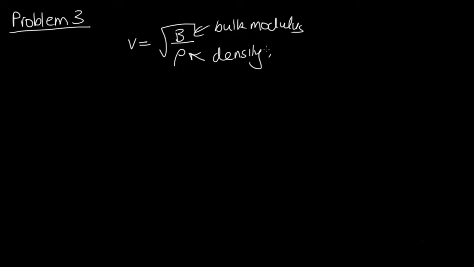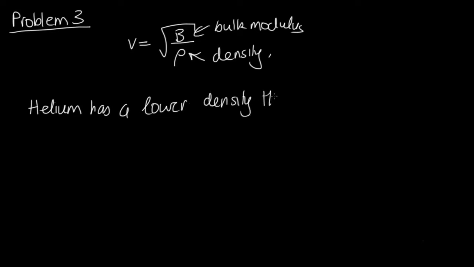Now, helium is a very light, noble gas, and so helium has a lower density than air. So if rho is smaller, then because we're dividing by a smaller number, the velocity is going to be larger. And then we have v equals f lambda. If the velocity increases, it means that the frequency increases.